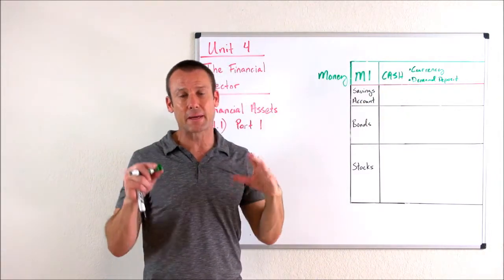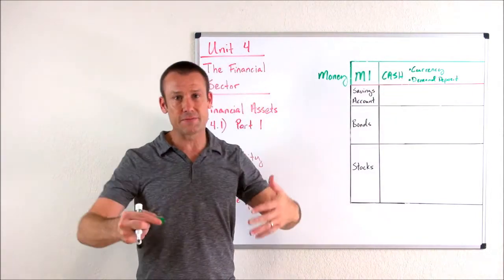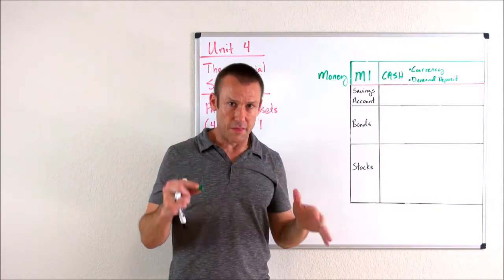I'm not putting traveler's checks up here. Why? I just don't think it's a big enough category. I like to just say, hey, there's currency and demand deposits. That's 95, 98, 99% of the world. That's good enough.